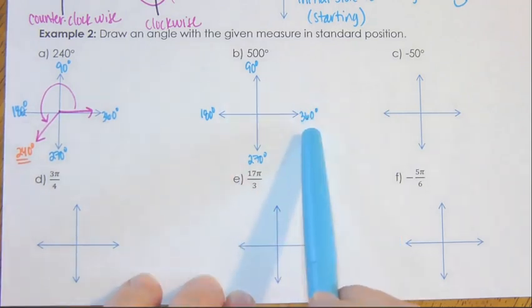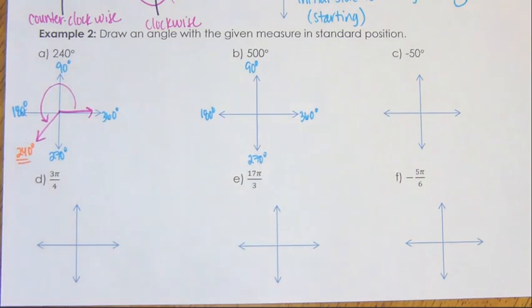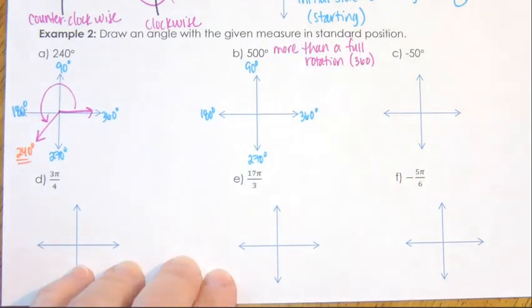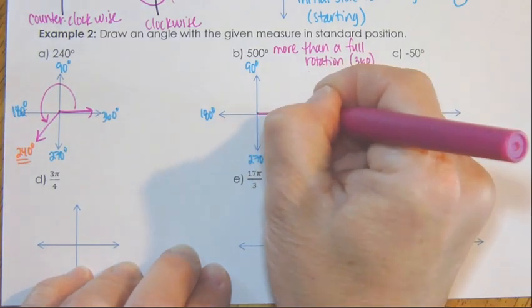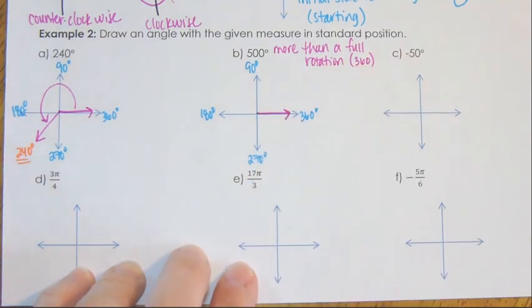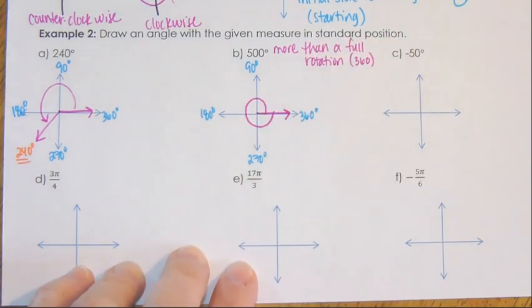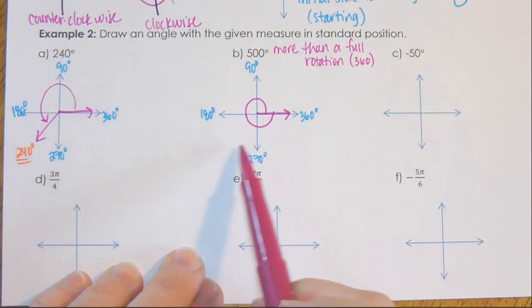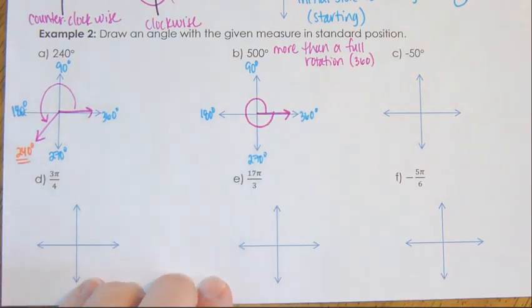Notice a full circle is 360 degrees. Do you see how that 500 is more than a full rotation? So that means I'm going to start with my initial side and go around a full circle. So I just made a 360-degree angle. Kind of silly looking, but that's a 360-degree angle.